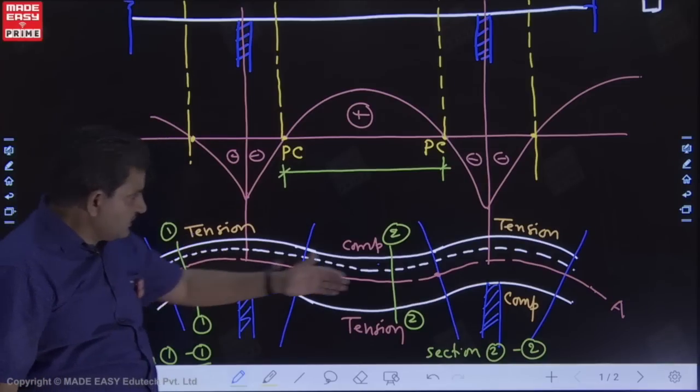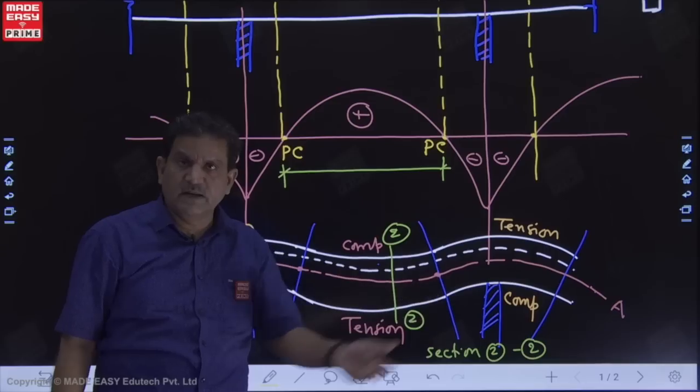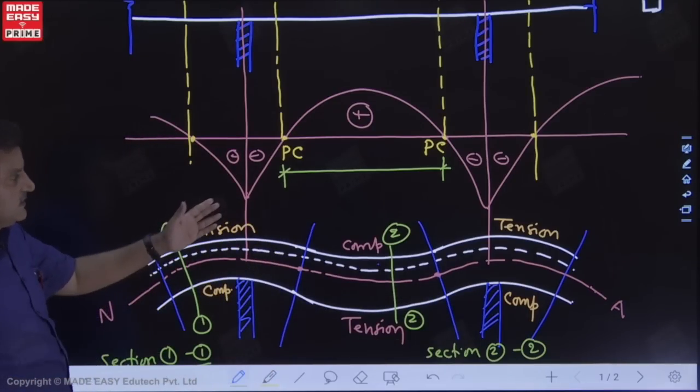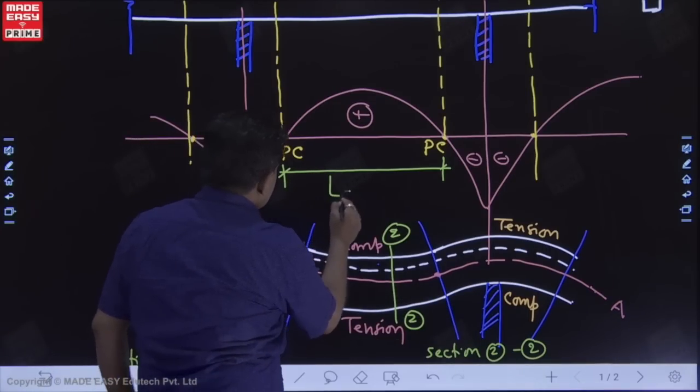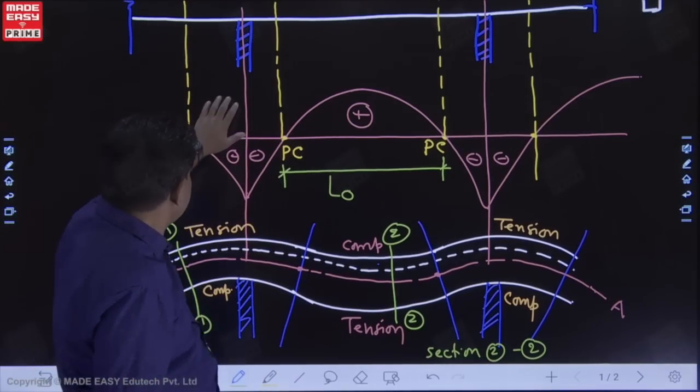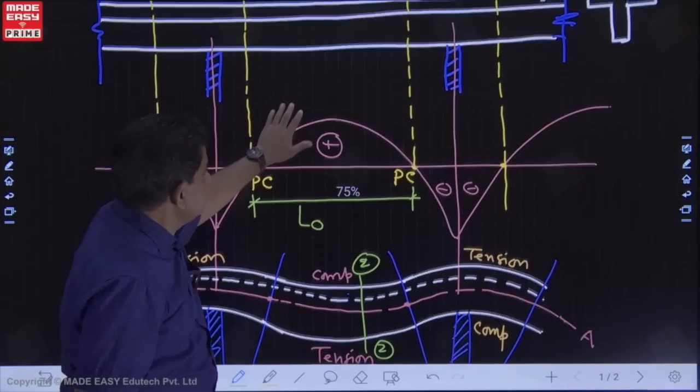In the other portion it is not behaving like a T-beam, it is behaving like a simple rectangular beam. So this value is called L0, and using this L0 we calculate the effective width of flange of the T-beam.